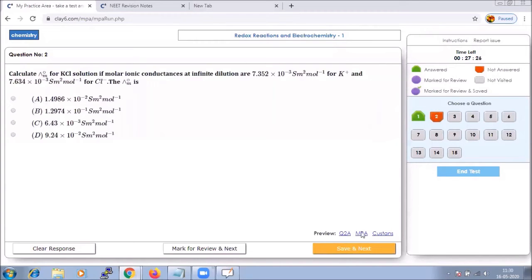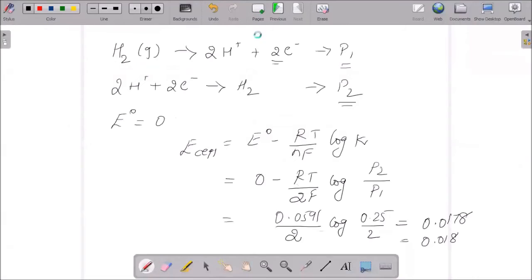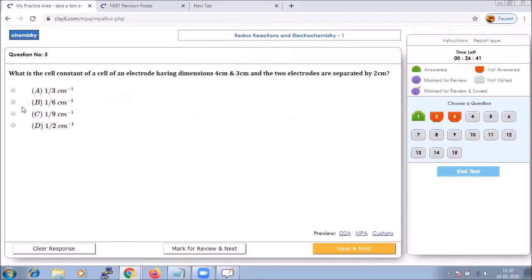This will come from electrochemistry, so let us skip that. So here we are having what is the cell constant of a cell of an electrode having dimension of 4 centimeter and 3 centimeter. Though this will also come from the same chapter, to solve it we need a very simple formula, that is cell constant is equal to L by A. So they have given the value as 2 by 4 into 3, hence it's 1 by 6 centimeter inverse. Let us save that and go to next.